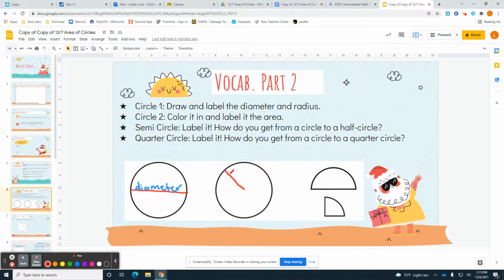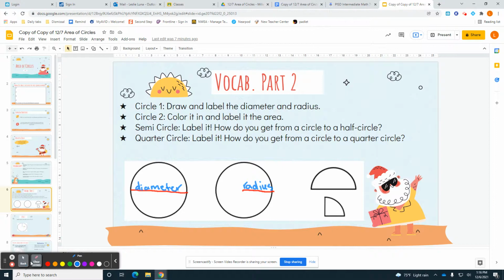And it can be drawn like this, like I just did, or it can be here or here. Okay, so it can be any one of those. You can label radius either way. And so this is our radius. And I tell you that because you might see it in a problem one of the other ways that I just showed you. Okay, and then you have semicircle and quarter circle.